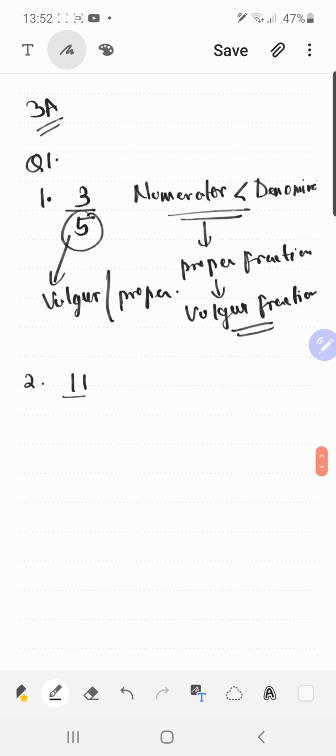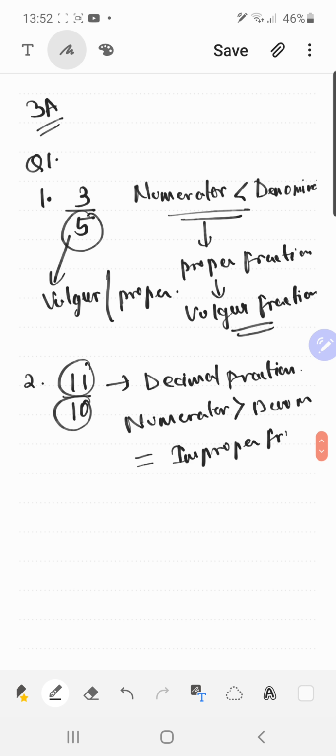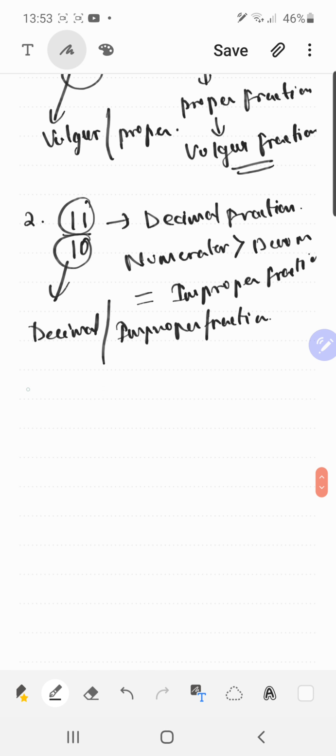Next, we have 11 upon 10. As you can see, the denominator is 10, so you can say it is a decimal fraction. And my dear kids, as the numerator is greater than the denominator, it is also called an improper fraction. So here you can write decimal fraction as well as improper fraction. Clear? Number 3, we have 13 upon 20.